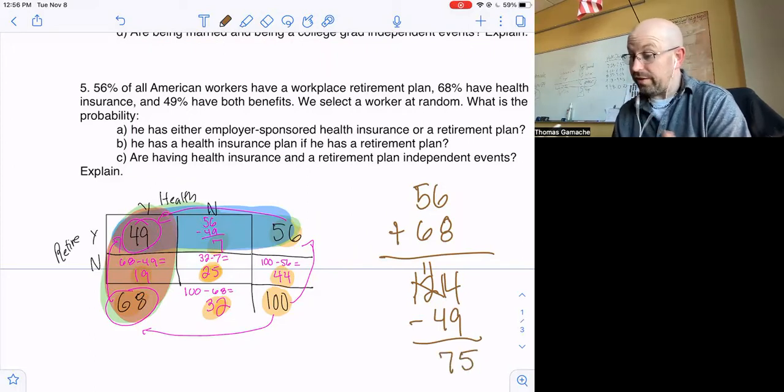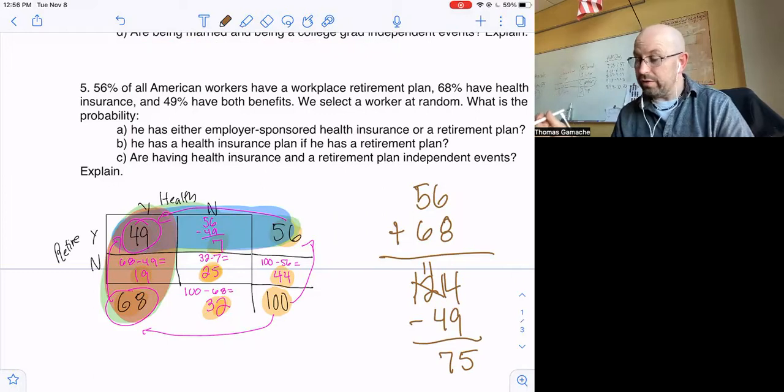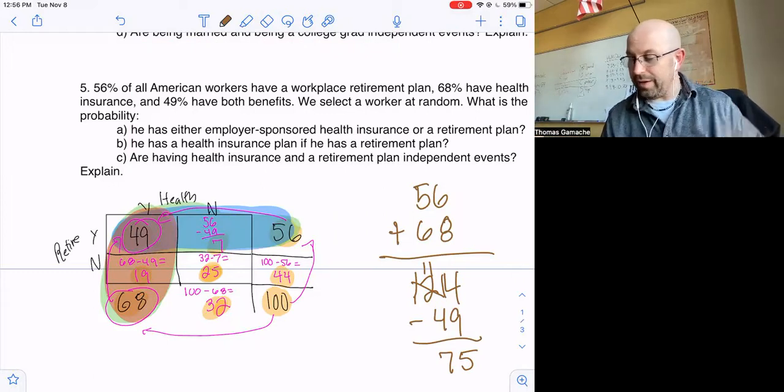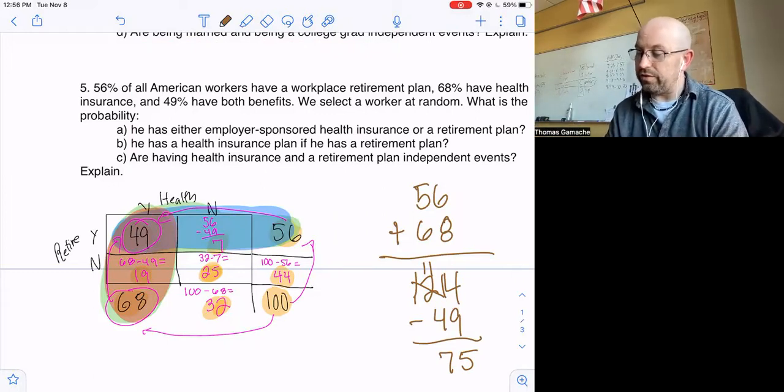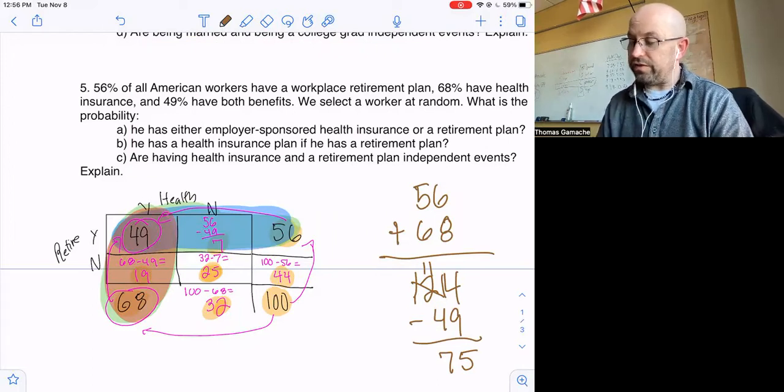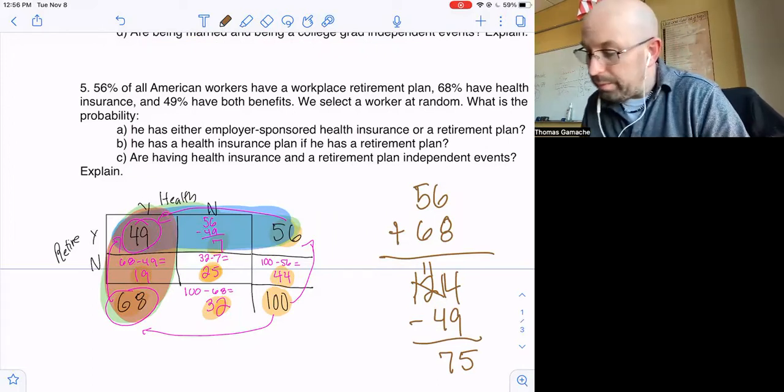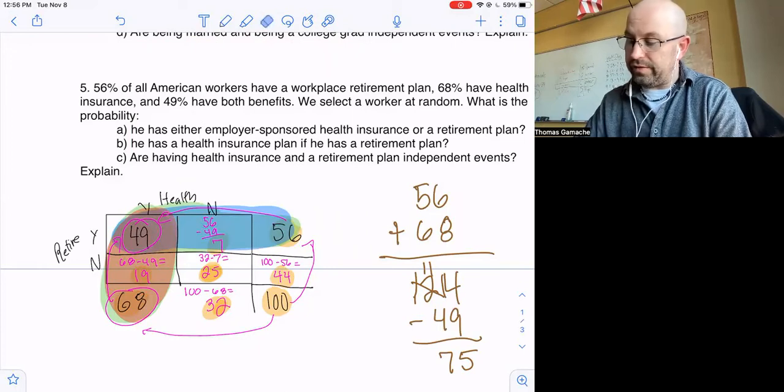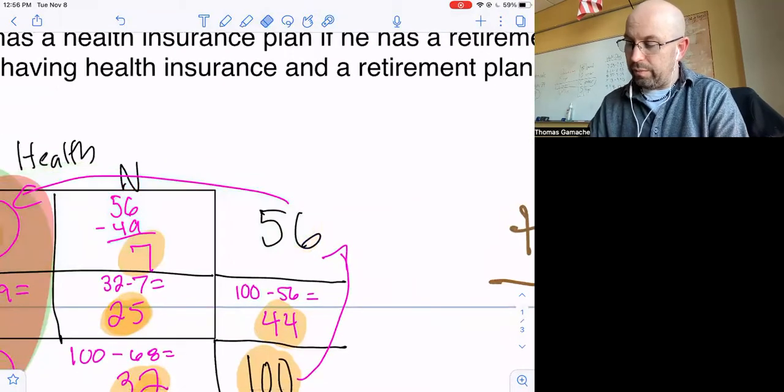And the other way I could get there is I could just take out all the people who have neither, which is that 25. It gives me the same answer. 25, take away 25 from 100. That works too. Cool. So I've just answered A. Now, part B says, I'm going to get rid of all this highlighting and stuff. It gets a little messy, right?